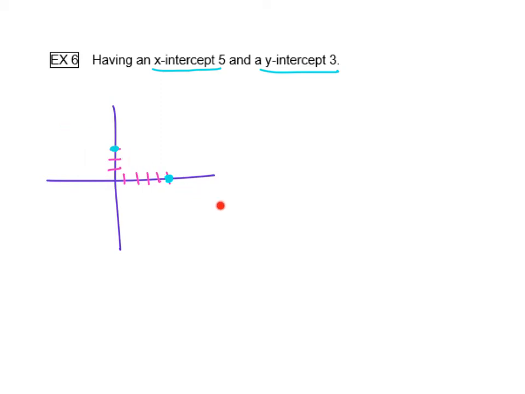Now we're not asked to draw it, we're asked to write an equation. So basically what we know right now are 2 points on the line. So if we have those ordered pairs, we can go through our process of writing the equation and getting it into standard form. So this ordered pair, we went over 5 and up 0, so (5, 0). This one we went over 0 but up 3. So those are our 2 ordered pairs.